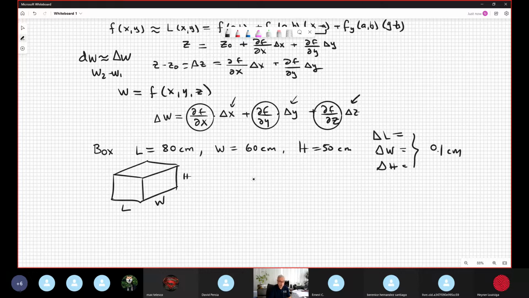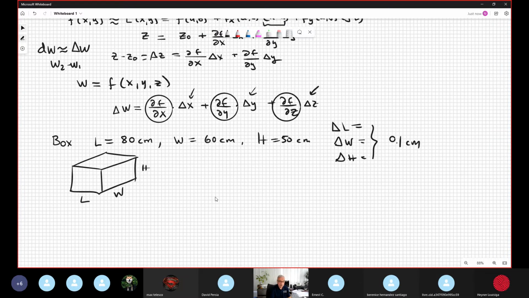the surface area, for example, or volume, whatever. In this case I put the example of the surface area, because my goal is to find the material I'm using to build this box. We have 6 faces, or I highlight only 3. It is 2LW plus 2LH and 2WH. Okay, you have basically 6 faces.